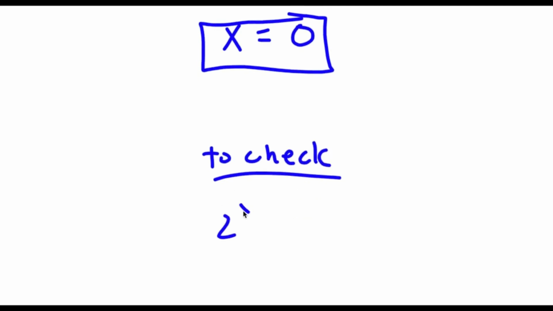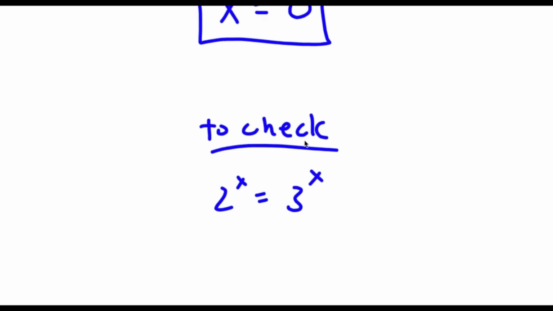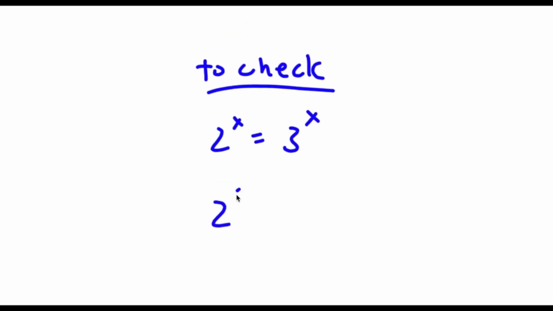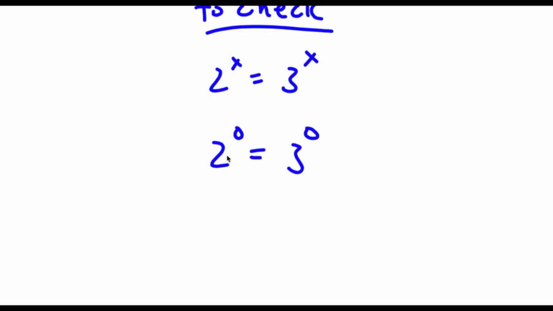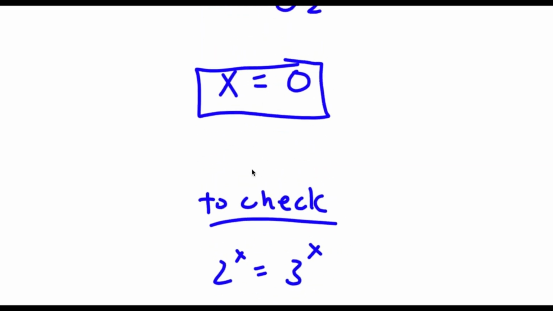Now to check, I have 2 to the power of x is equal to 3 to the power of x. So I know that x is equal to 0, so I have 2 to the power of 0 is equal to 3 to the power of 0. Now anything to the power of 0 is 1, so I have 1 is equal to 1. And because this is right, our solution is right as well.